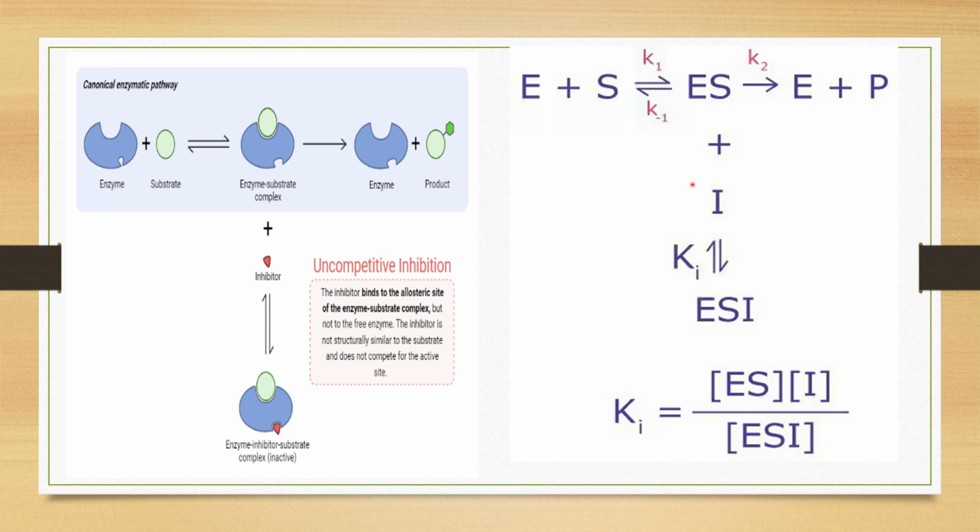You can see the uncompetitive inhibitor is only binding to the enzyme-substrate complex, leading to the formation of the enzyme-substrate-inhibitor complex, and Ki is the constant for this equation, that is, enzyme-substrate complex plus inhibitor giving rise to enzyme-substrate-inhibitor complex. So Ki is equal to the concentration of enzyme-substrate complex times the concentration of inhibitor, divided by the concentration of enzyme-substrate-inhibitor complex.